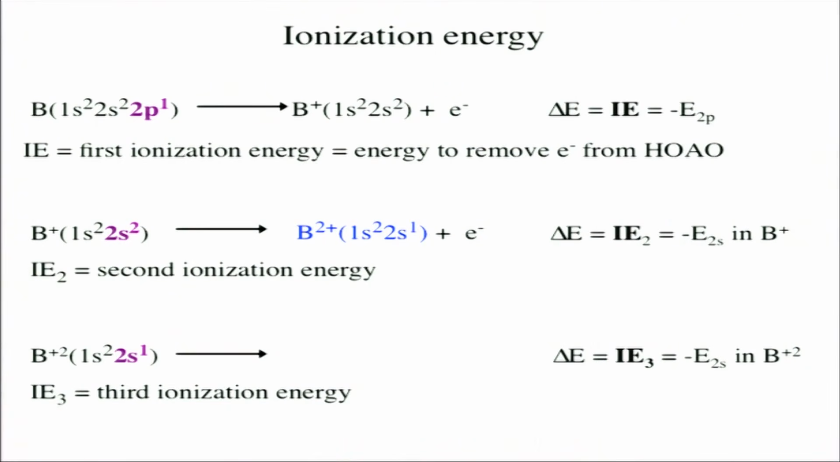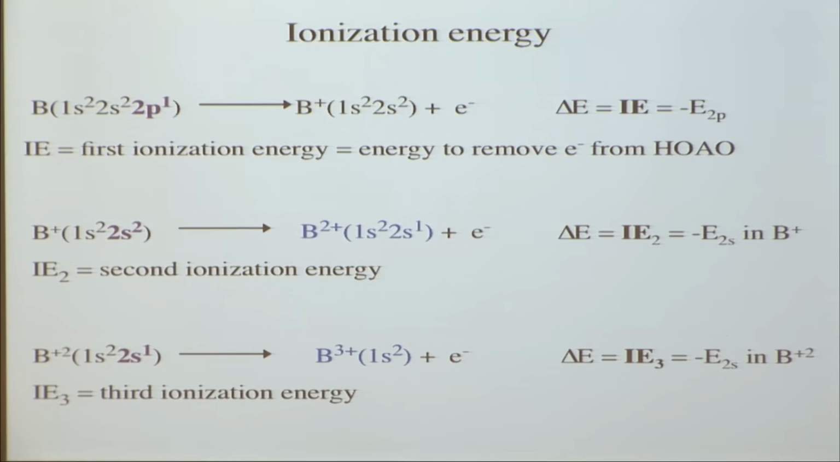So we can keep going to the third ionization energy. Now we're also removing an electron from 2s, and when we remove it, it only had one. So now we have B3+, 1s2, and an electron. The energy difference is the third ionization energy, IE3. And this is equal to the binding energy, with the opposite sign, of the 2s electron in the B2+ system.